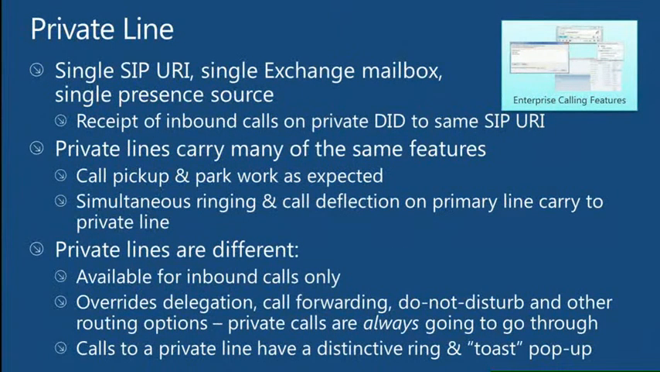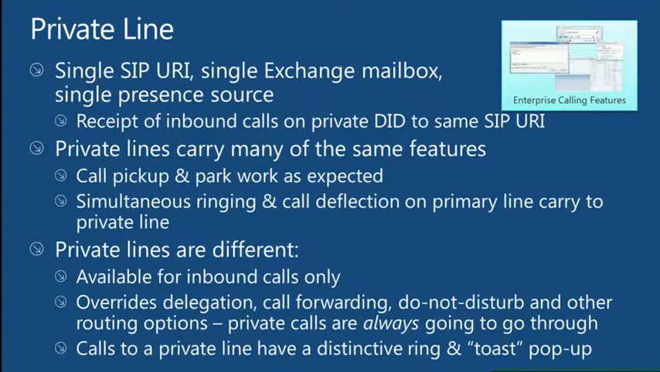In the private line scenario, again, really, really cool feature. There are a couple caveats to be aware of when you configure private lines for your execs. One of the coolest is that this is still single URI, single Exchange mailbox, and so somebody calls your exec on their private line, it's still going to show up in their Outlook mailbox like they would expect. And they're still going to be able to park calls, or still going to be able to do call pickup. But they're going to be able to do simul-ring as well, but they're not going to be able to have delegation. Kind of the whole point of having a private line is that it's private.